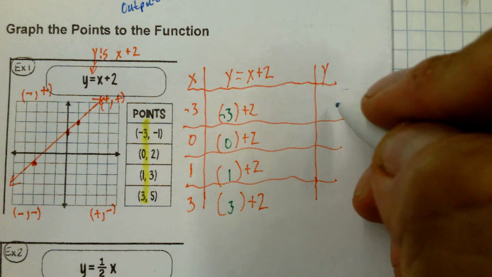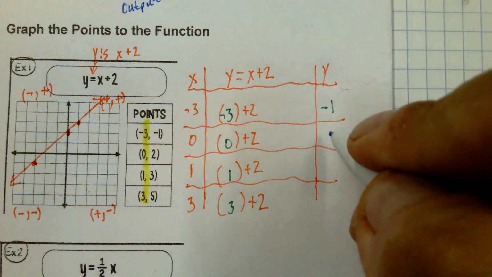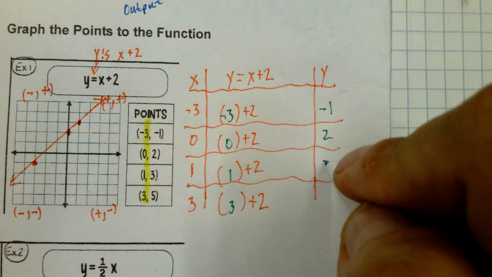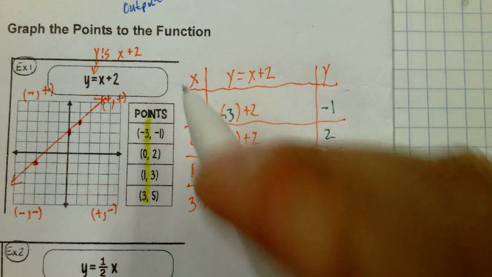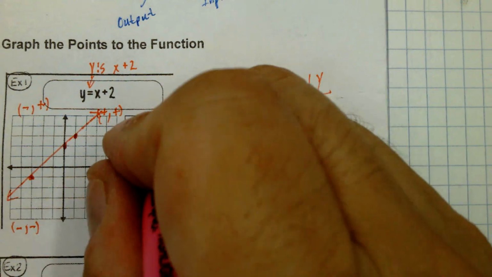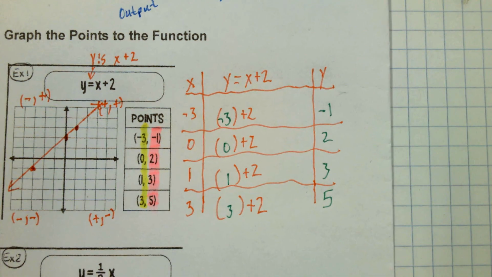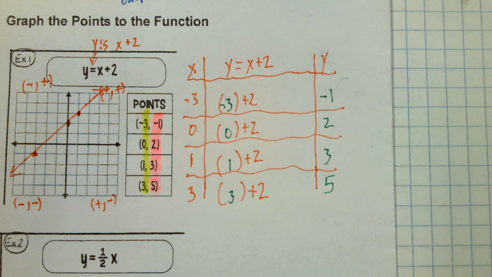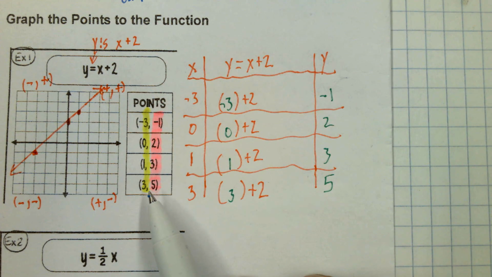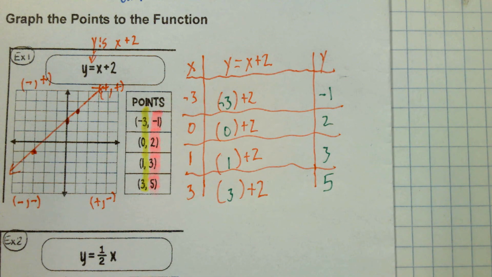Okay, negative 3 plus 2, guys. Then 2. 1 plus 2 is 3. 3 plus 2 is 5. Which are the values that are here? So this is how we get those numbers. All right? So that's how the table was completed. And that's a big chunk of what we're going to be doing, is that you'll be given some x values. You have to figure out the output y values.